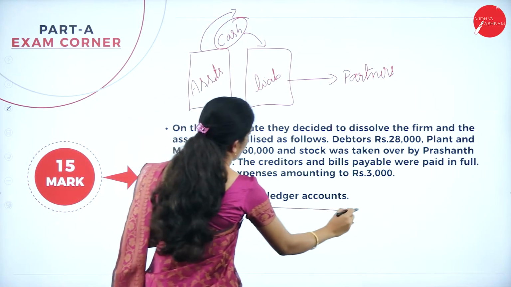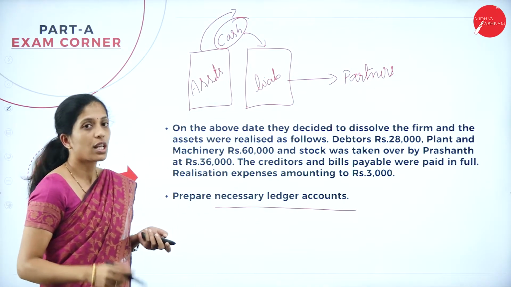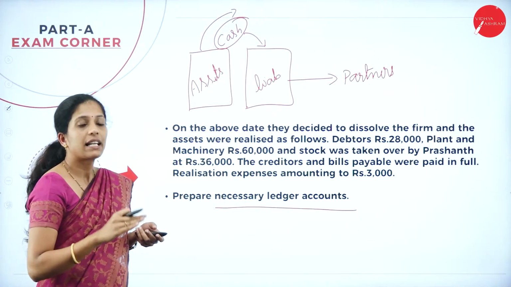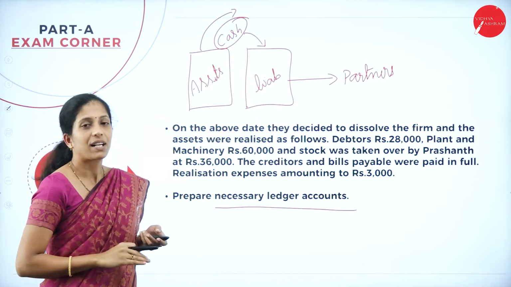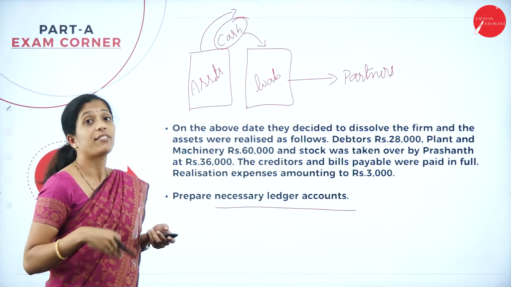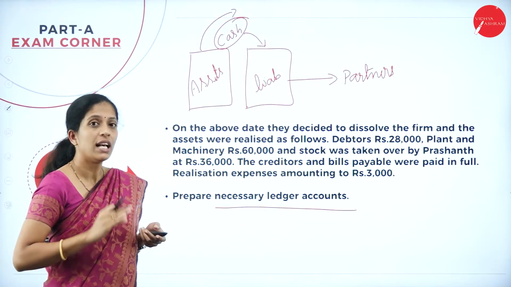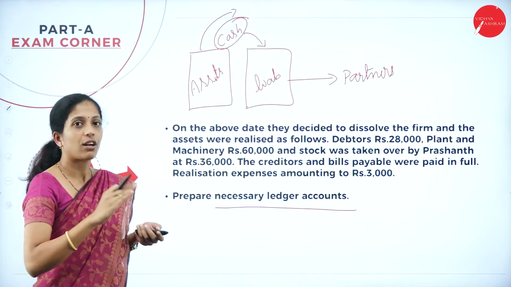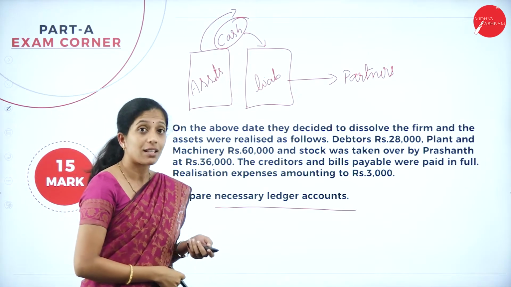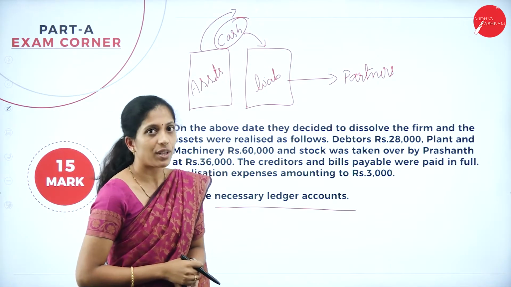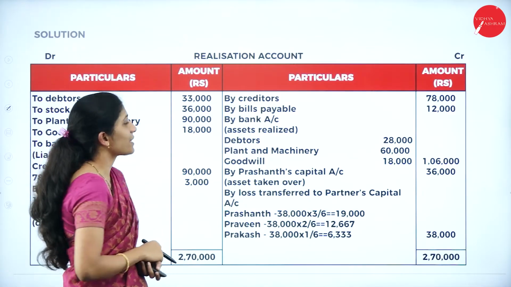Now they have asked us to prepare the necessary ledger accounts. Which are the accounts to be prepared? Realization account, partners' capital account, partners' loan account if any of the partners have provided a loan. Next is the bank account. We are not going to prepare the balance sheet because the business is not going to continue in the future. Now go through the solution here.